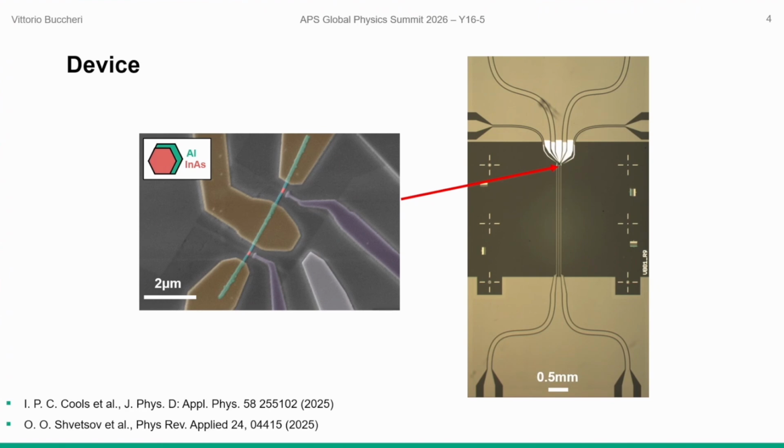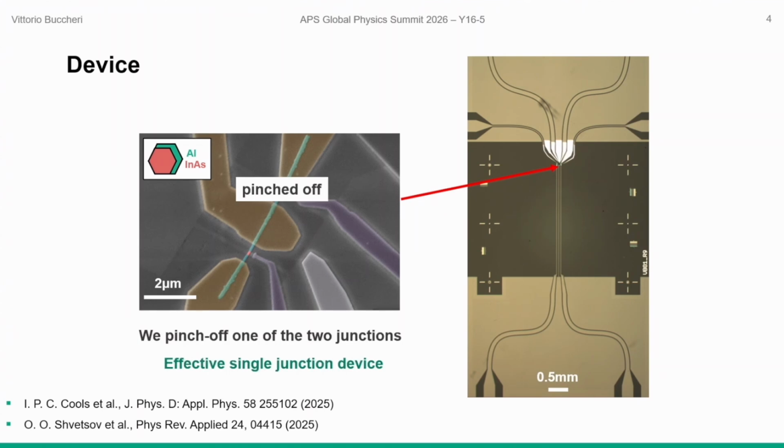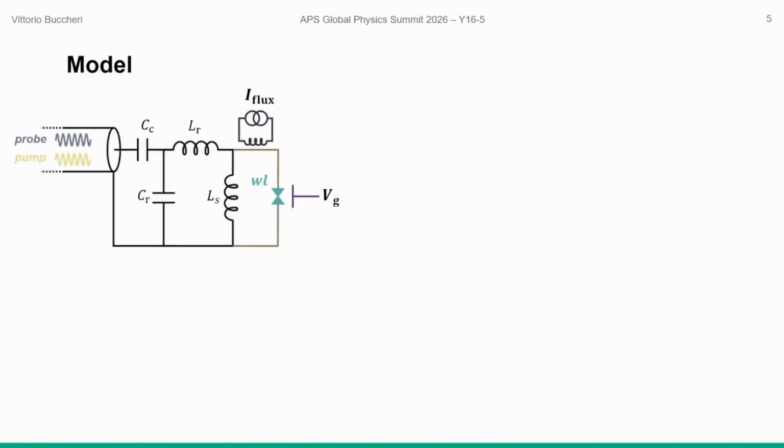I will not get into the details of the resonator, but if you're interested, we can discuss later, or you can check out these publications where the same geometry has been used. Now, you may have noticed that this is a 2-junction device, but in the rest of my presentation, I will focus on a simpler case. So I will pinch off one of the junctions so that effectively I will have a single-junction device. And this is the model.